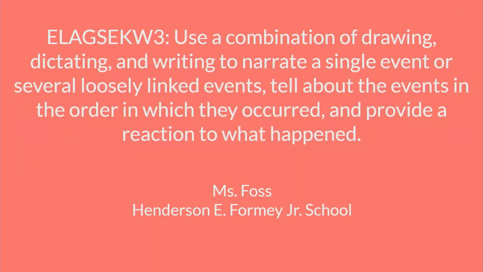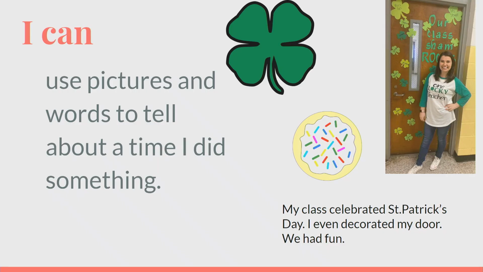Today we're going to be talking about how to write a narrative story, okay? So the standard we're doing is use a combination of drawing, dictating, and writing to narrate a single event or several loosely linked events, tell about the events in the order in which they occurred, and provide a reaction to what happened. Here are our I can statements for today. I can use pictures and words to tell about a time I did something.